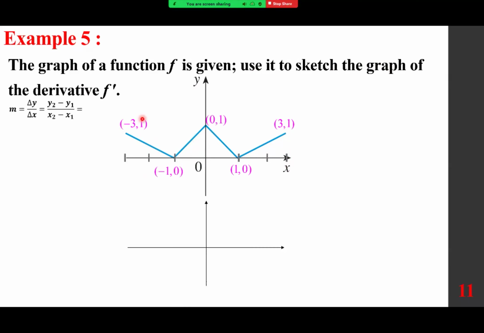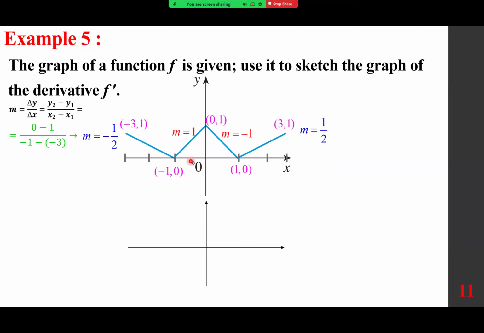So 0 minus 1 over -1 minus -3 results in the slope of -1/2. Because this has a slope of -1/2, clearly you should see that this one is positive 1/2. Minus 1, 0, 0, 1, you can clearly calculate the slope as 1, and over here as -1. So let's stick with the first one. Never mind the rest of it.